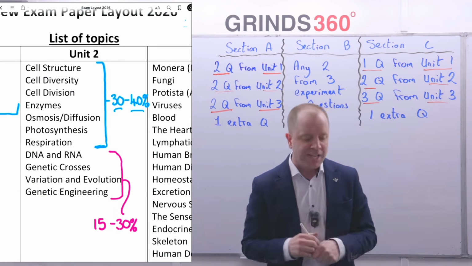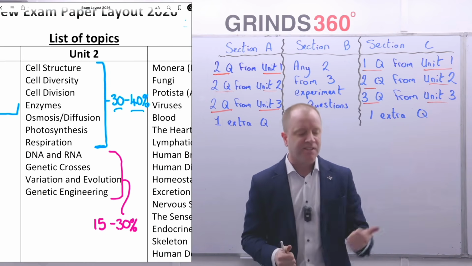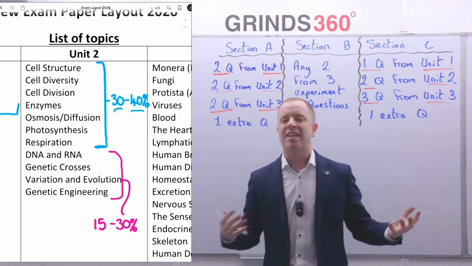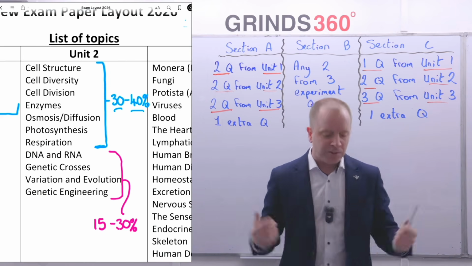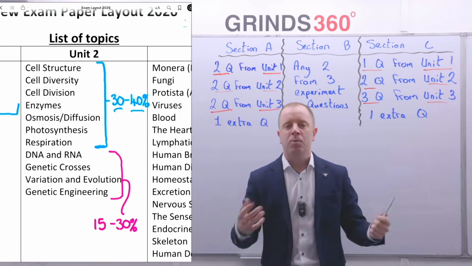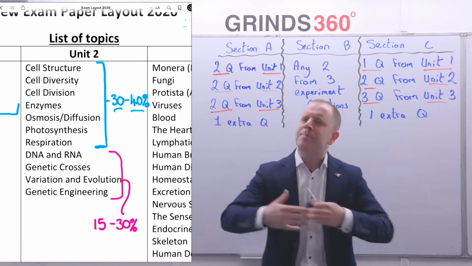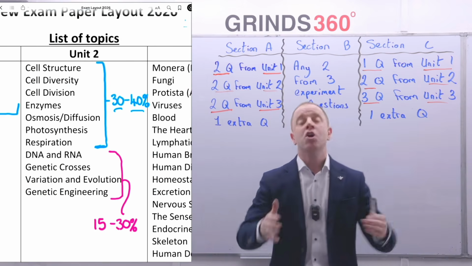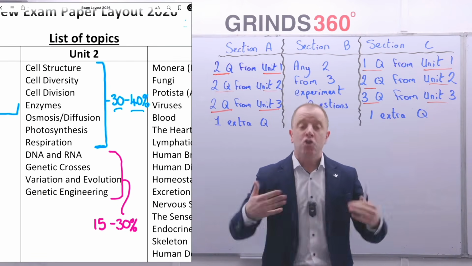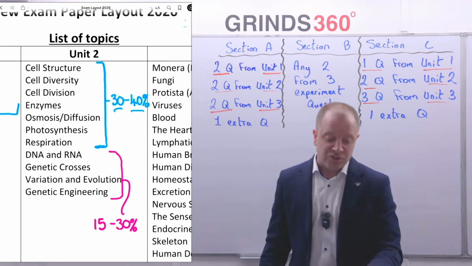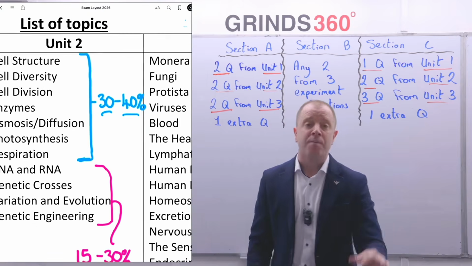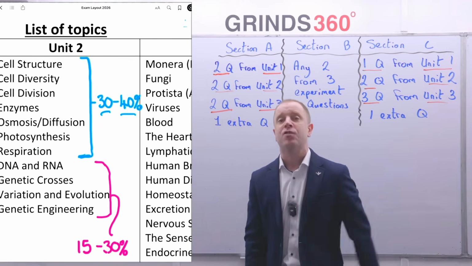Maybe you could study cell structure, cell diversity, cell division, and enzymes on a Saturday. And then you study photosynthesis, respiration, osmosis, diffusion on a Sunday. That might be a bit much. You might space it out a little bit more. But whatever you decide to do, you should know that those 7 chapters will probably be from 30 to 40% of your Leaving Cert.